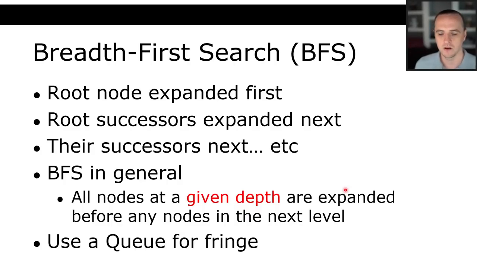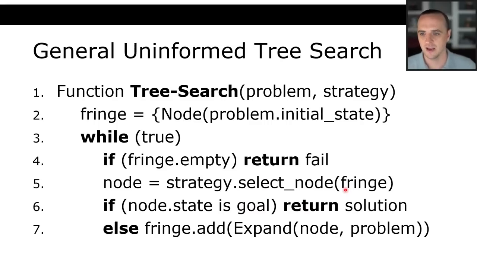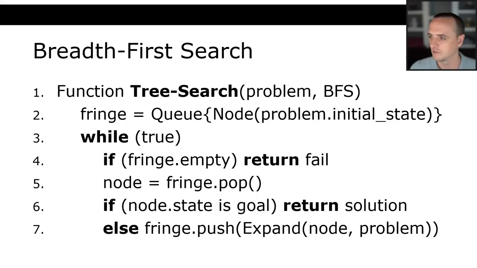And so to write our algorithm, breadth-first search, all we have to do is take the previous algorithm and use a queue for the fringe. What do I mean by that? Okay, here is our general uninformed tree search algorithm. All we have to do to change this into breadth-first search is use a queue for the fringe. That's it. It's the same algorithm, just very slightly different.